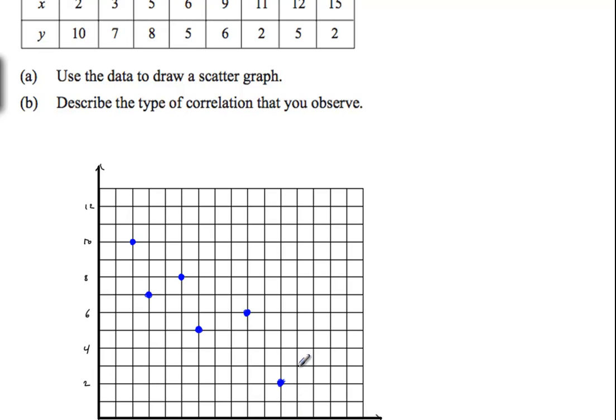But there's a point at 12 and 5. This is the second last one, I'll just put that one in there. And then there's another point at 15 and 2. So this is the x-axis here, horizontal. This is the y-axis here, vertical. All right, so here are our points.